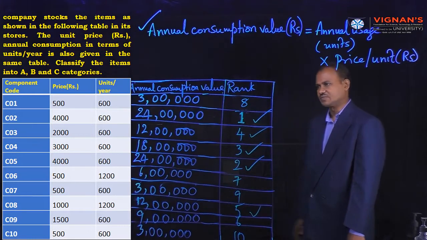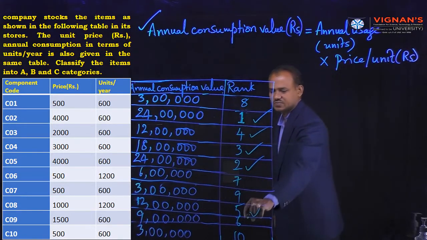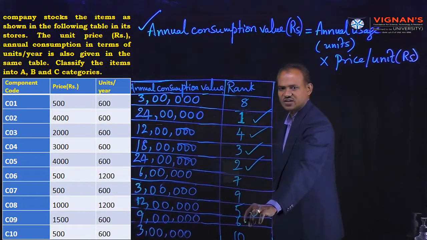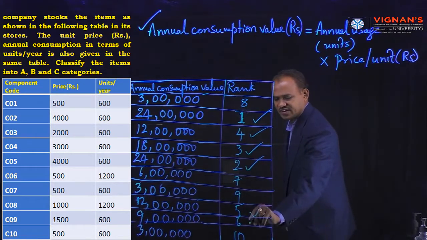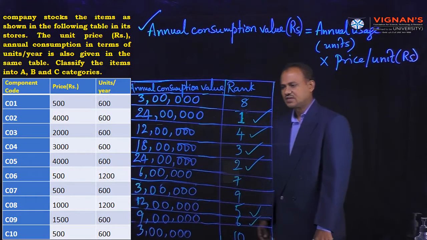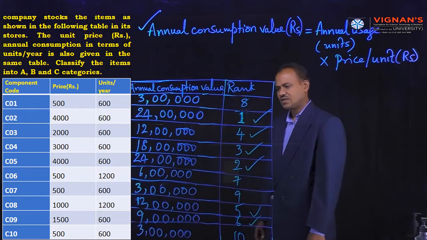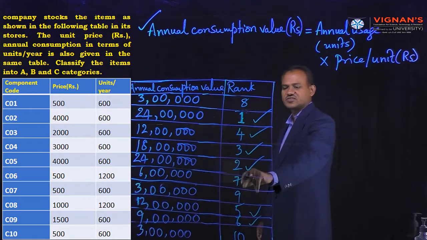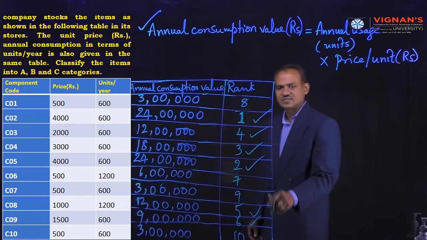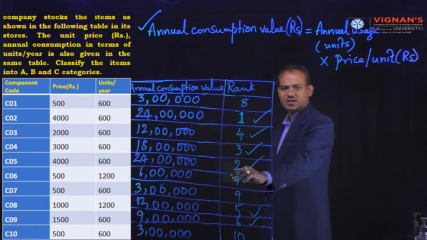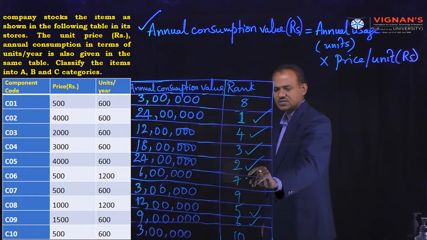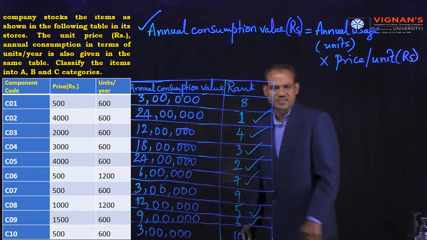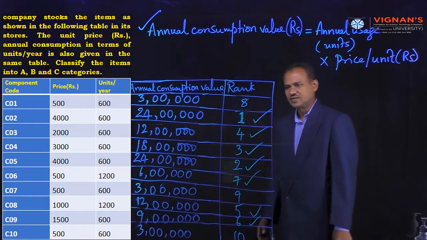Similarly, next minimum 9 lakhs. 9 lakhs is for component 9. Assign 6th rank. Next, what is the next minimum? 6 lakhs. 6 lakhs is for component 6. Therefore, assign next rank, 7th rank. Okay.